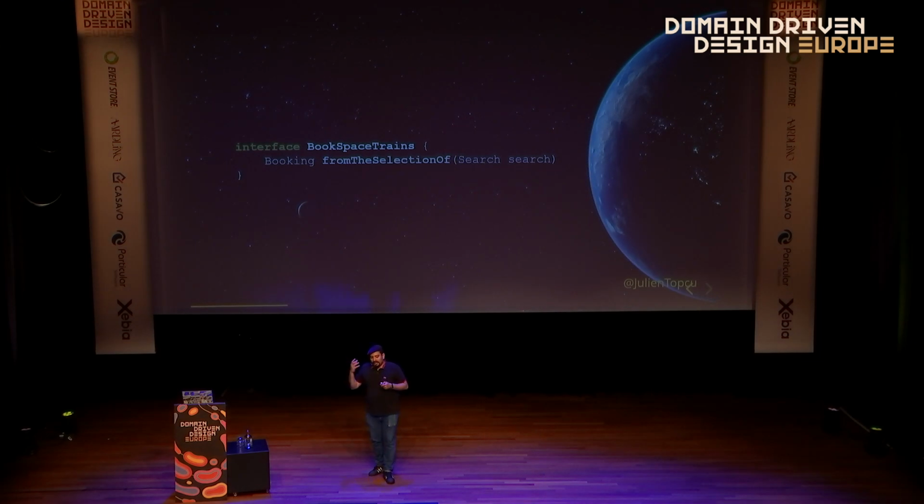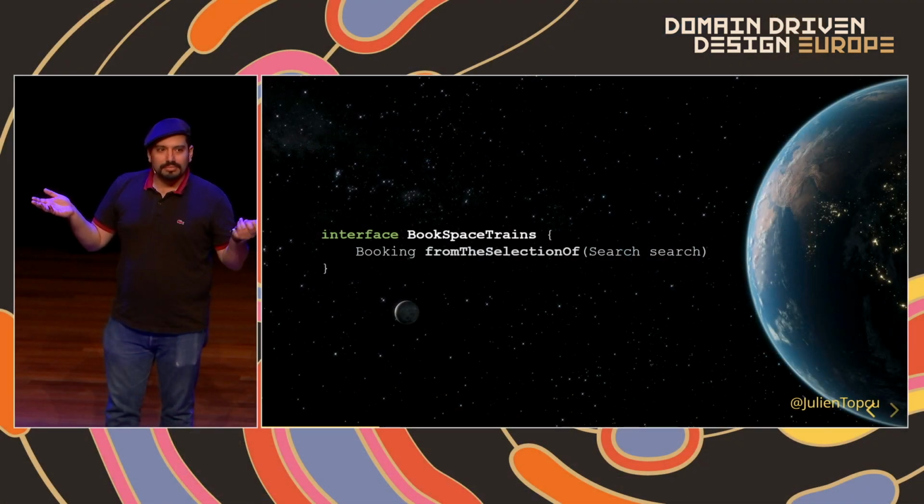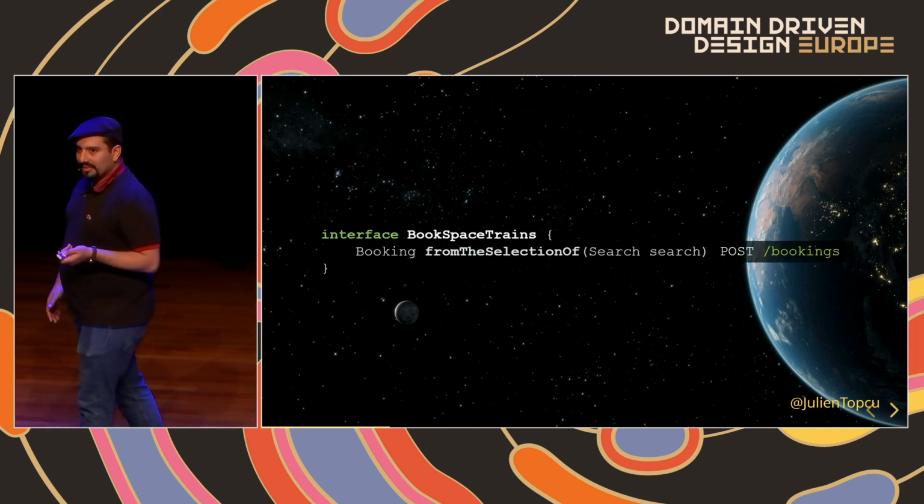So here, I have one feature that helps you to create a booking from a selection. OK? So that's a domain service. This is your feature. If you want to map that in REST, what kind of HTTP method will you use? Post, because you are creating a resource, a new booking. And what will be the base URL you will use? Sorry? Bookings, yes. Usually people do that.